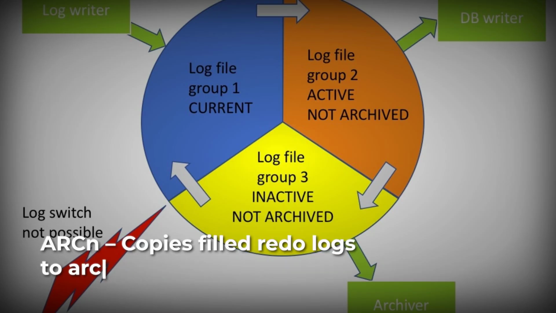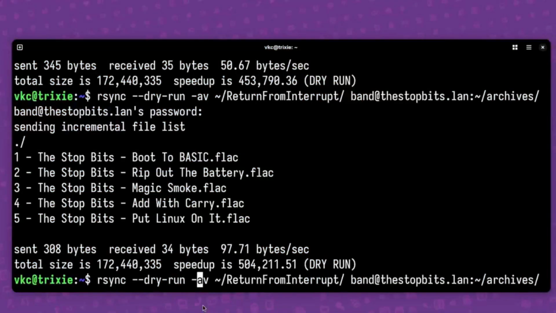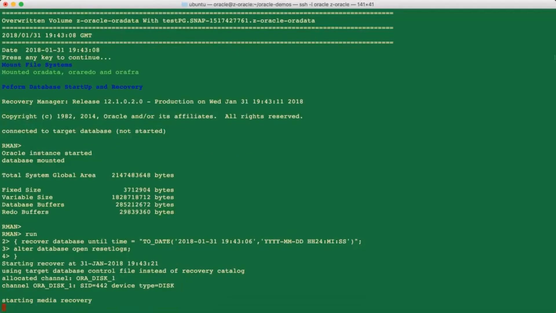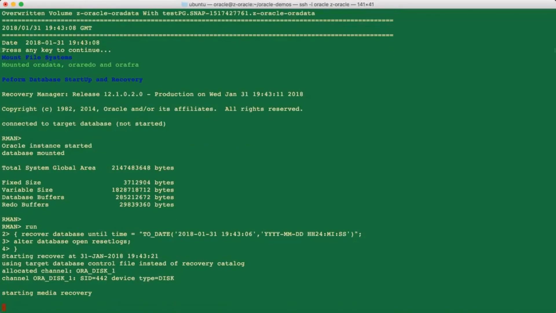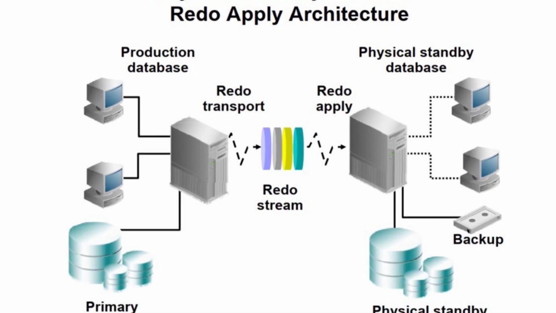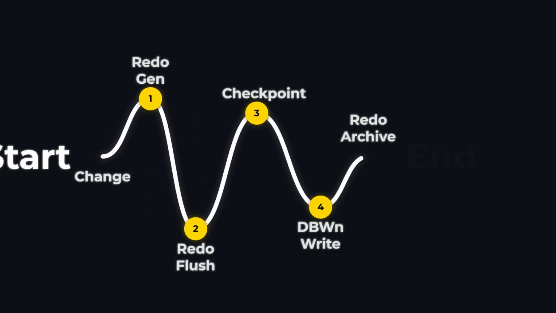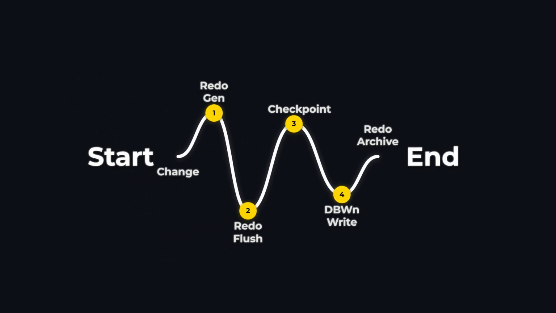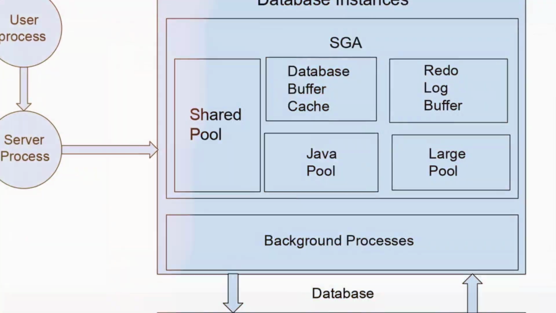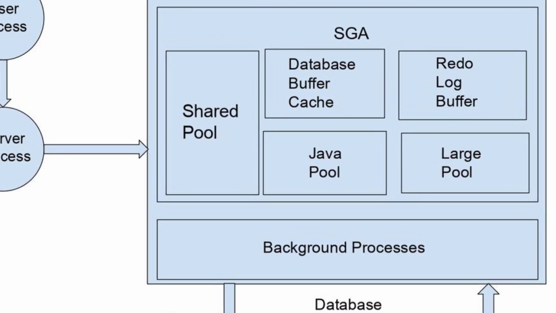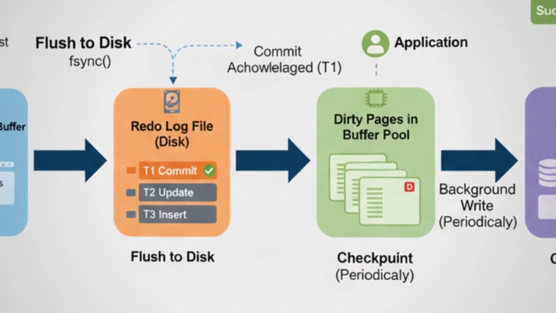For databases with archiving enabled, the Archiver, ARCn, copies full online redo log files to archive destinations. This supports point-in-time recovery and off-site backups, working in parallel with LGWR to ensure no committed redo is lost. A typical transaction flows through these processes. A user updates a row and the change lands in the buffer cache and the redo log buffer. On commit, LGWR writes redo to disk.